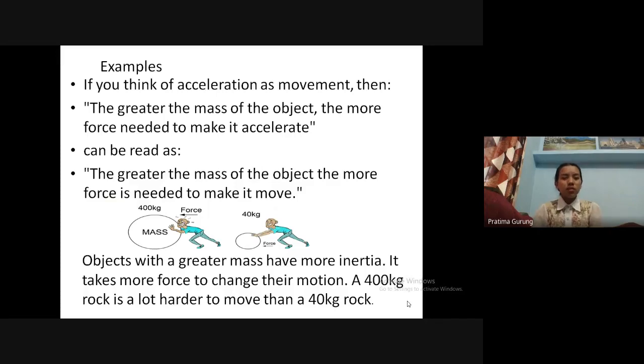Examples. If you think of acceleration as movement, then the greater the mass of the object, the more force is needed to make it accelerate. It can be read as, the greater the mass of the object, the more force is needed to make it move. Objects with a greater mass have more inertia. It takes more force to change their motion. A 400 kg rock is a lot harder to move than a 40 kg rock.